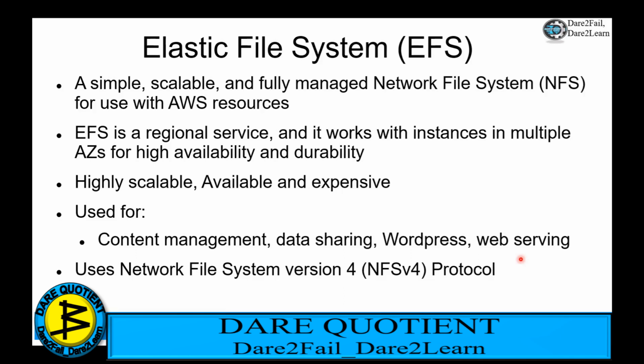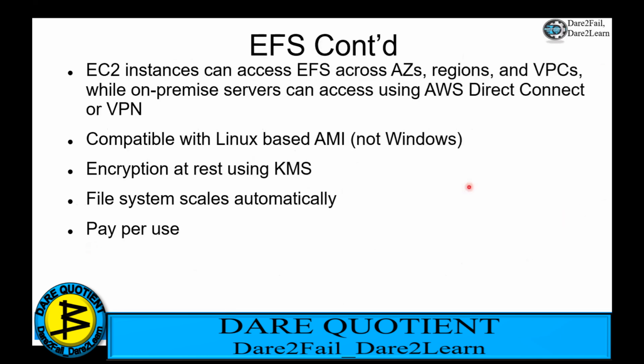Some use cases for EFS are content management, data sharing, WordPress, and web serving. EFS uses the Network File System, or the NFS version 4 protocol. EC2 instances can access EFS across availability zones, across regions and VPCs, while on-premise servers can access EFS using AWS Direct Connect or VPN.